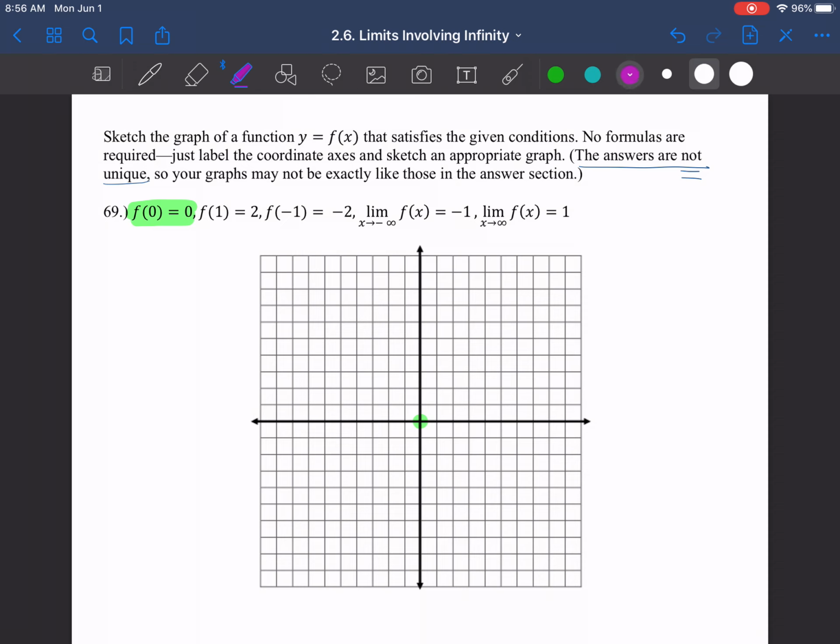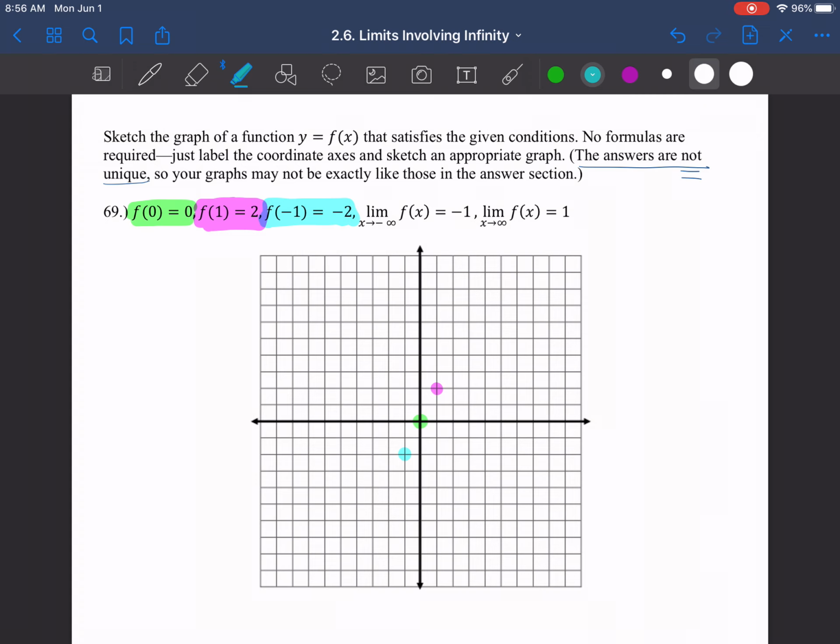The next one tells us f of 1 equals 2, and I'll do that here in this pink color. So if we go to 1, 2, that's the point (1, 2) right there. Our graph has to go through that point. The next one tells us that f of negative 1 equals negative 2. Okay, that's this right here, and that's that point right there. So now we have to go through these 3 points.